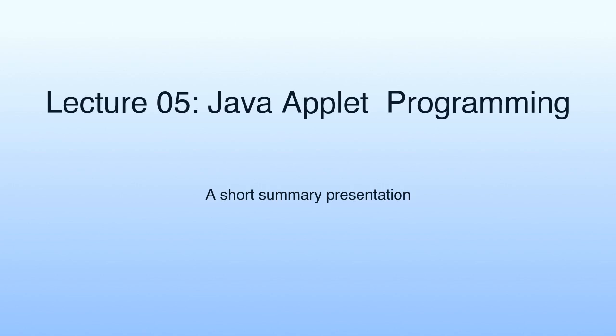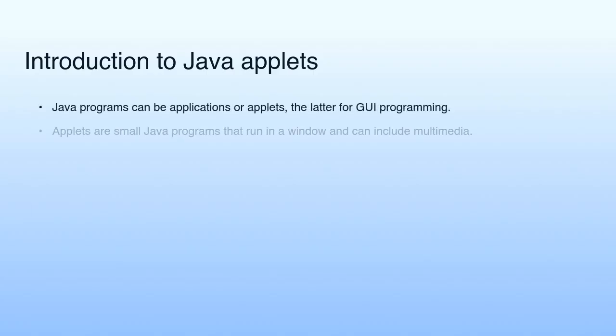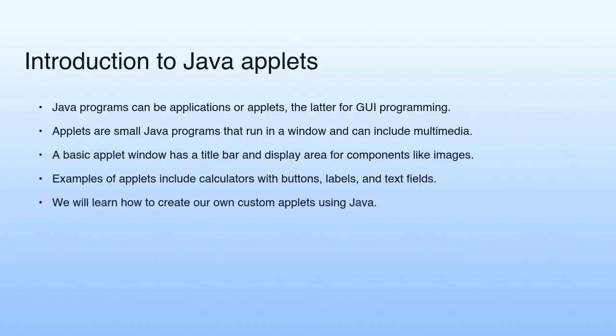Lecture 5: Java Applet Programming. Java programs can be applications or applets, with applets being small programs designed for GUI programming that run in a window and can include multimedia elements like images, buttons, labels, and text fields.